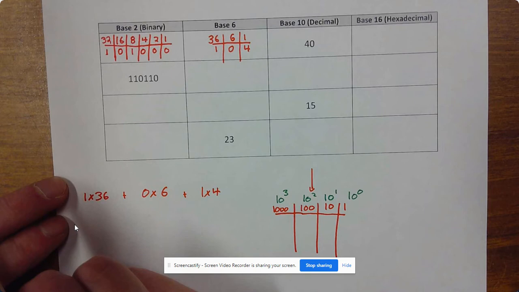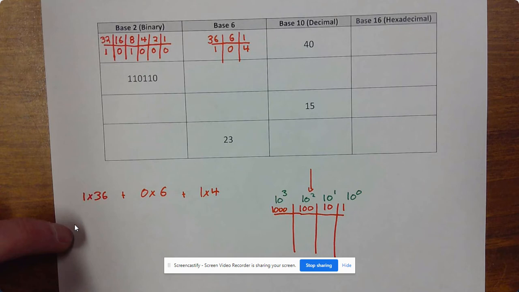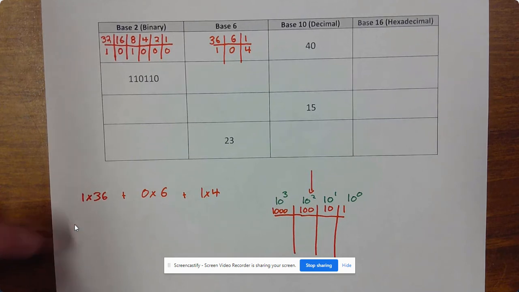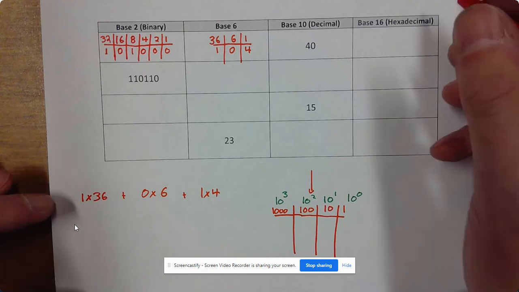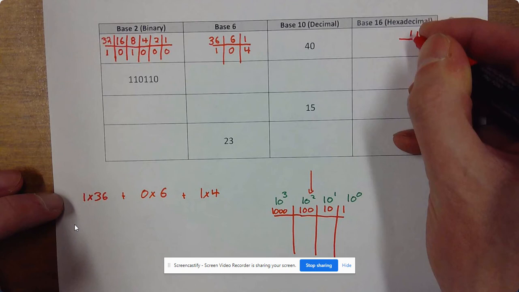So I find it's going to be easier because we're used to base 10. We have 10 fingers. We've spent our whole life working in base 10. My recommendation is to always start from base 10 and then convert to the other bases. The last one is base 16. Base 16, hexadecimal, is again often computers like.